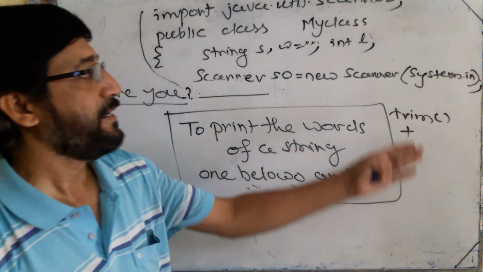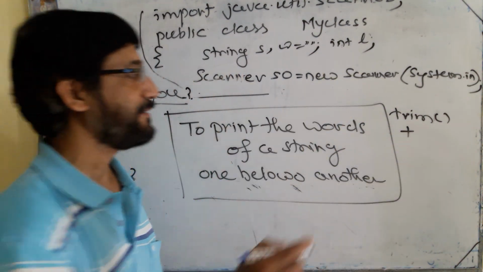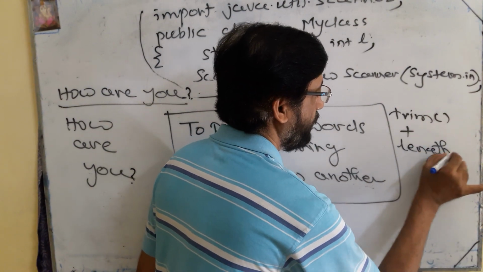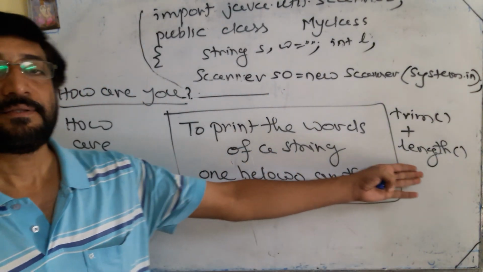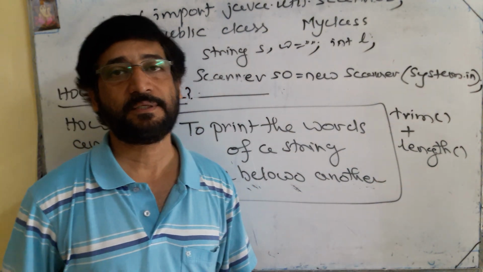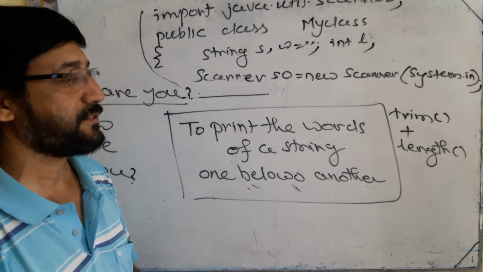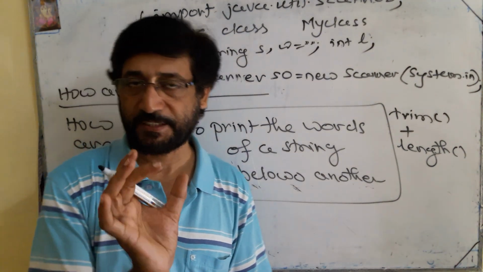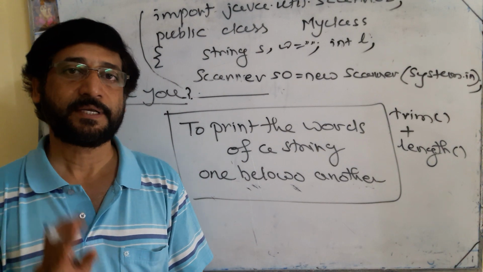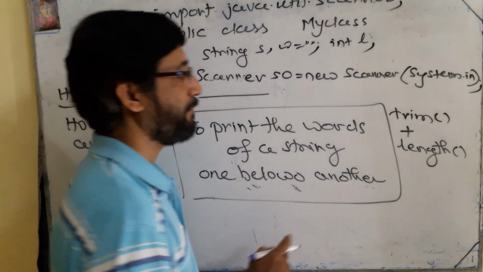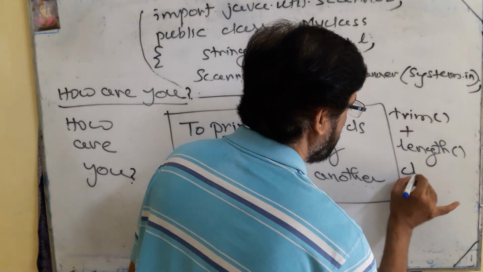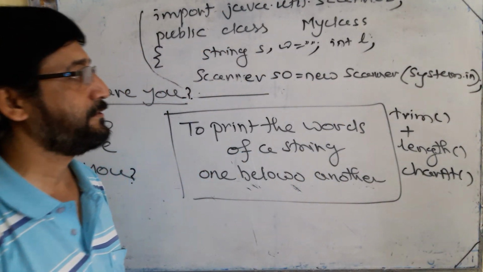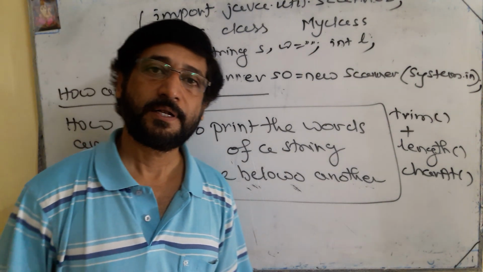of the string. Okay. After the space is added, then you can find the length by using the length function. You can use the function length to find the length, meaning the number of characters present in the string. After finding the number of characters, then what you have to do? You have to take the for loop to repeat it for the number of characters present in the string. Then you select one character after another character by using the char function. You can use the char function to select one character after another character.